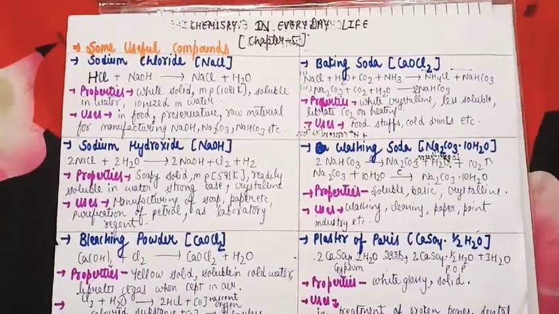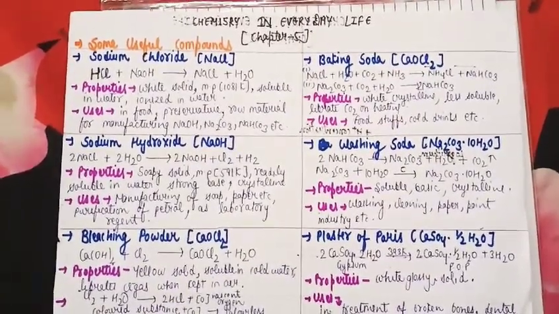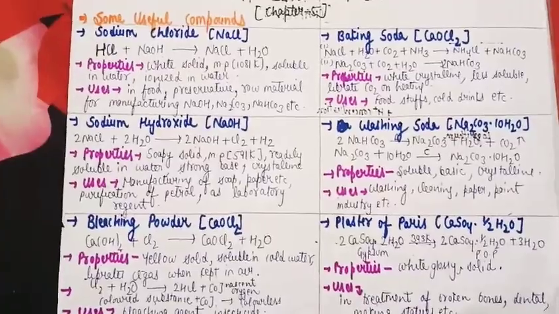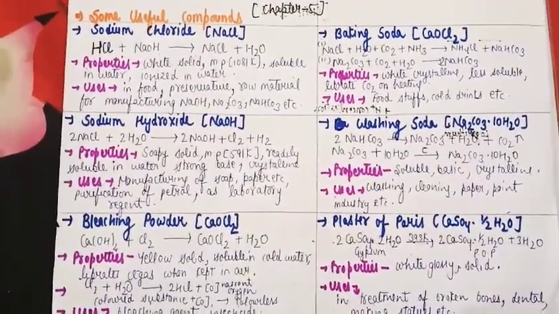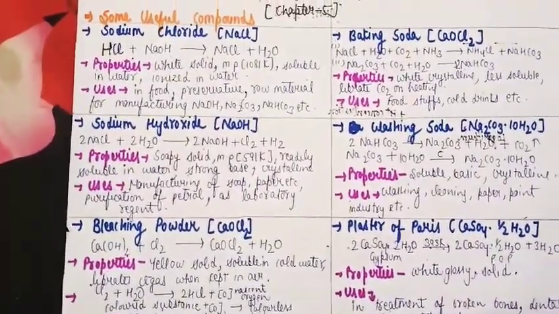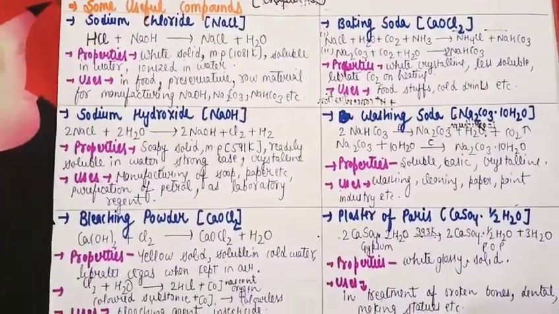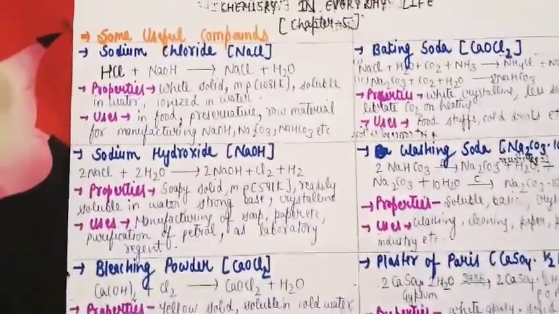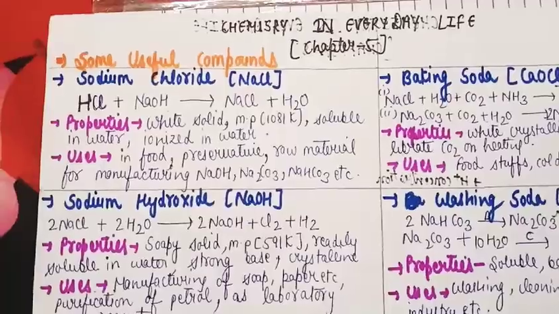Morning, students. Today we start the next topic of your chapter Chemistry in Everyday Life, chapter number 5. The next topic in our lecture is some useful compounds in everyday life. The first compound we are taking here is sodium chloride.